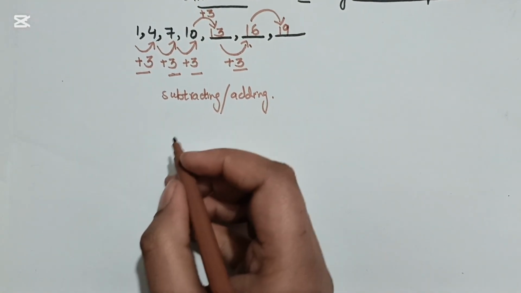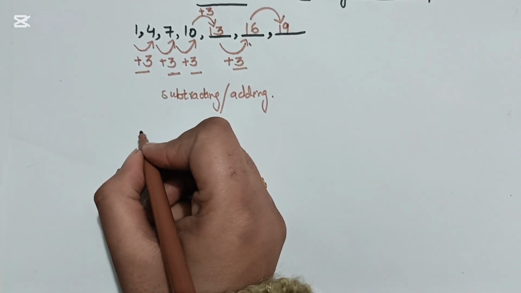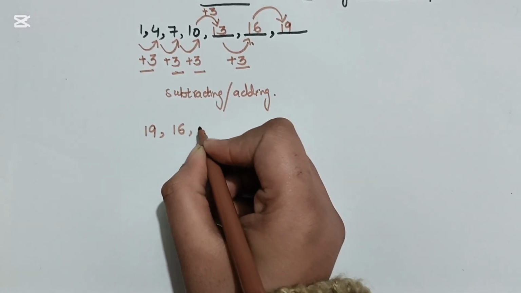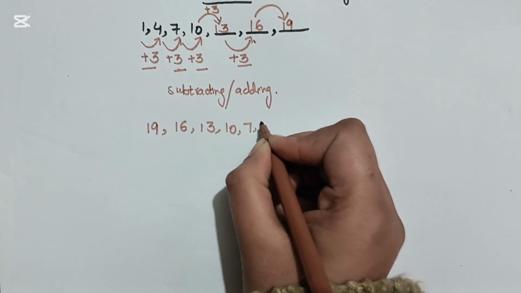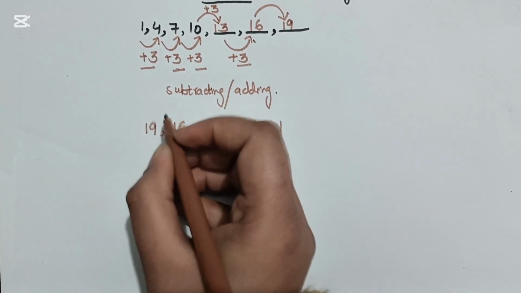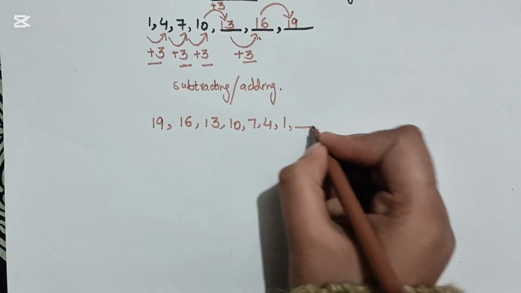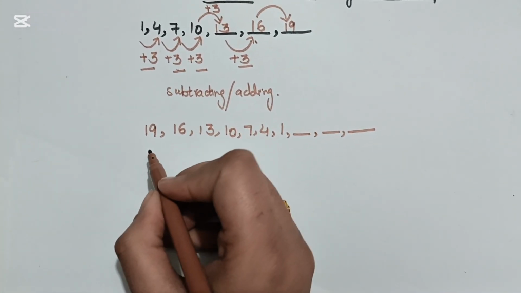For example, if I say the decreasing sequence, what will I say? 19, 16, 13, 10, 7, 4, 1. What is happening here? Now if I ask to write the next three, then how will I write this?